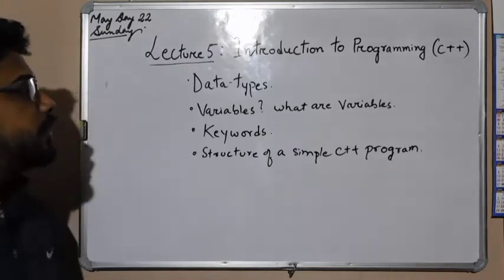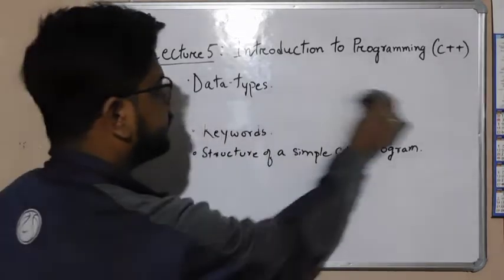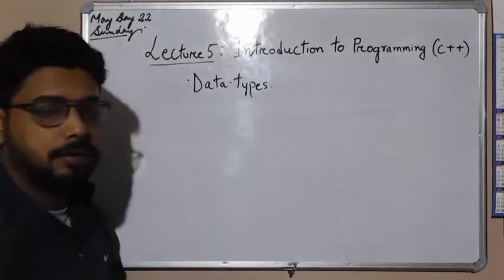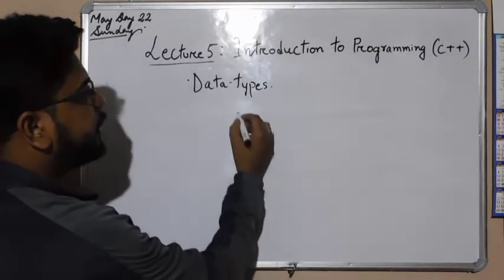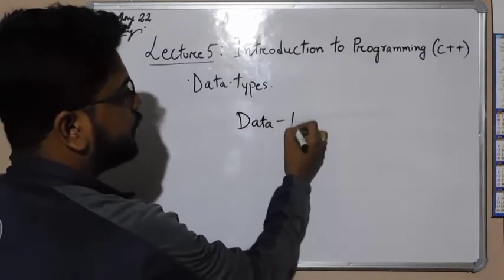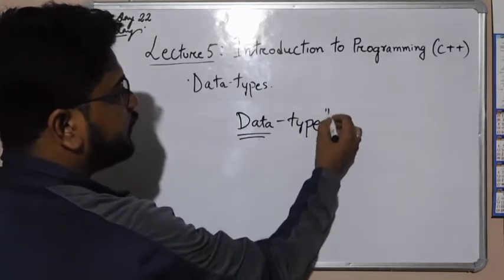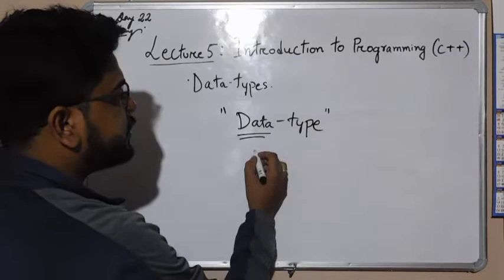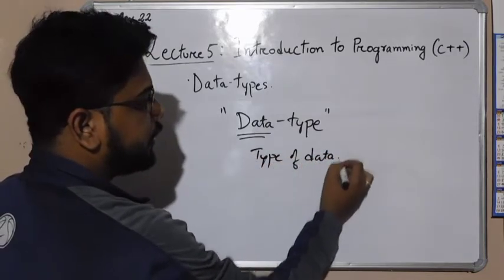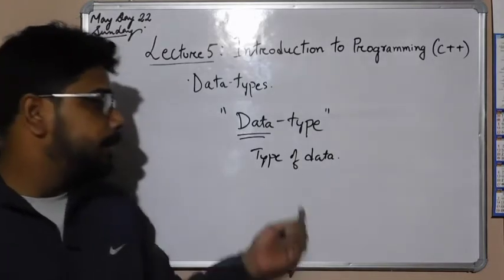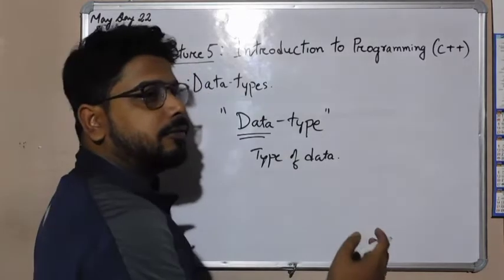So, introduction to programming, data types. Now firstly, data types. What are data types, students? See, from this word itself, data type, we come to know the meaning of this word. Data type means the type of data. See, type of data means what? Let us take the example of any kind of data.